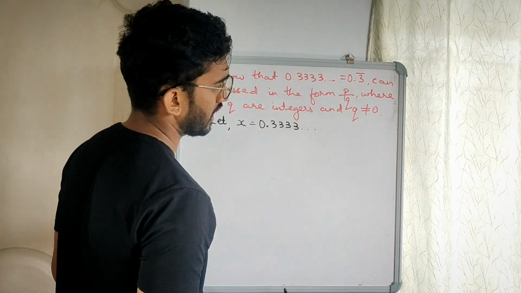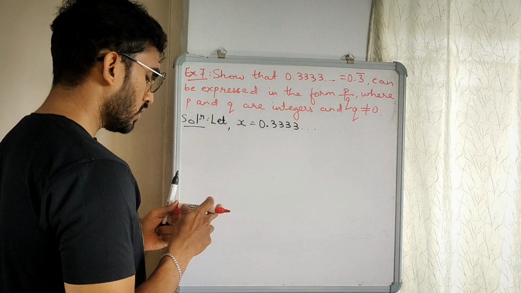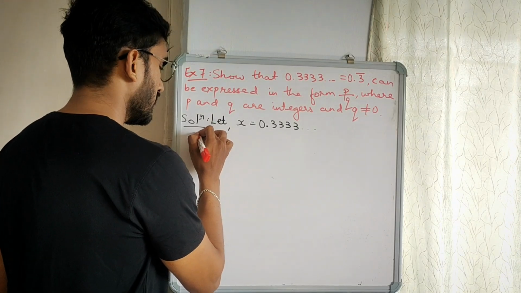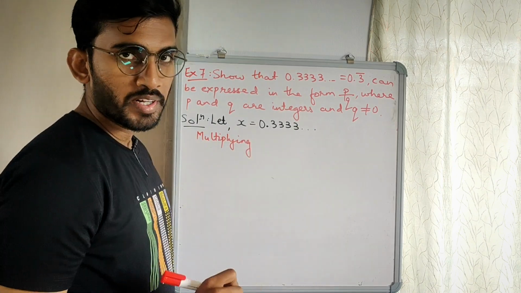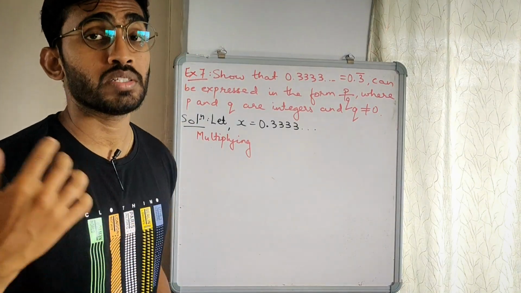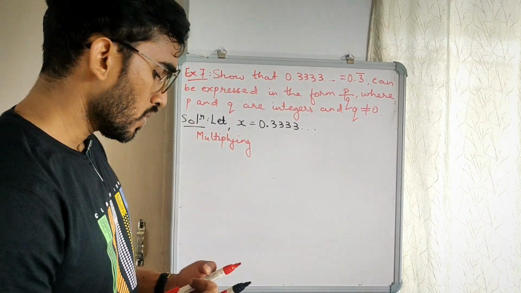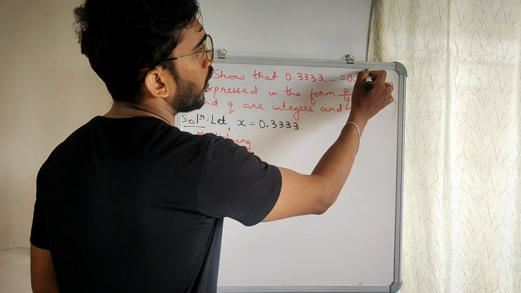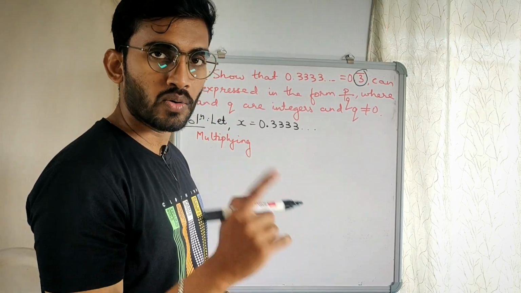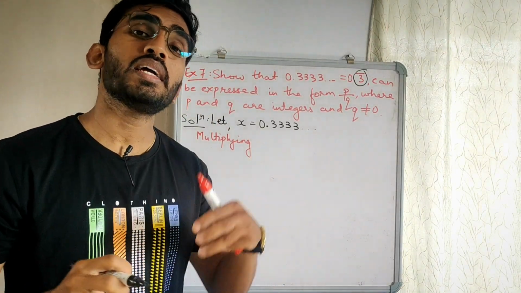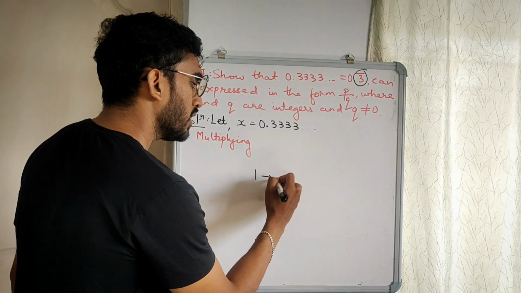0.3333 and so on. The next step is that you have to remember this key procedure. You have to learn it by heart: multiplying. Here we have to multiply something. How will we decide what is going to be multiplied? You have to see how many digits are recurring after the decimal. We see that only one digit is recurring, that is 3, only one digit has the bar. So you have to multiply 10 on both sides.